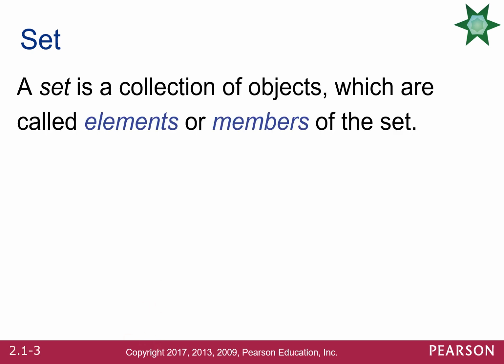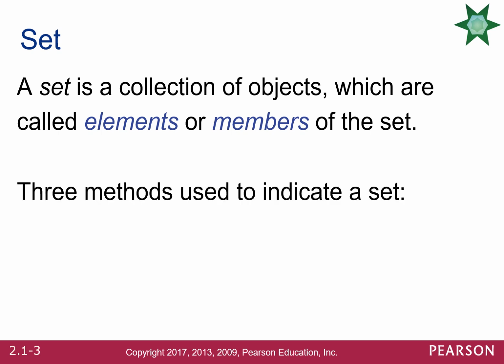So let's start with a definition of what a set is. A set is a collection of objects which are called elements or members of the set. So it is a group of objects, and we call the individual objects in a set the elements, or we can also refer to them as members of the set. Now, there are three different ways by which we can indicate a set. And the first one is a description.